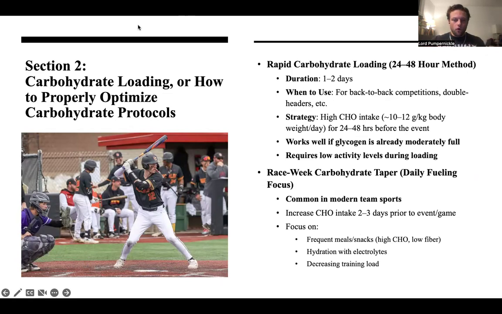Then you have the final one, the race week carb taper, the daily fueling focus. It's common in modern team sports like baseball. You want to increase that carb intake from 2 to 3 days prior to the event or the game, and this will help focus you. The focus for this type of tapering includes frequent meals and snacks, high carbs, low fiber, hydration with electrolytes, and decreasing the training load.